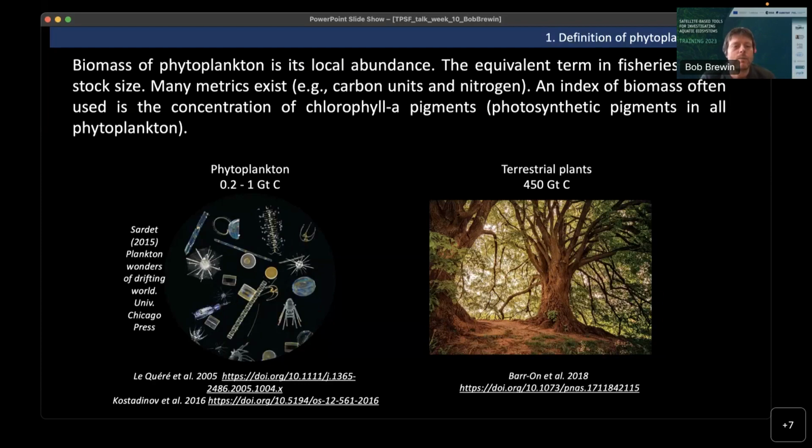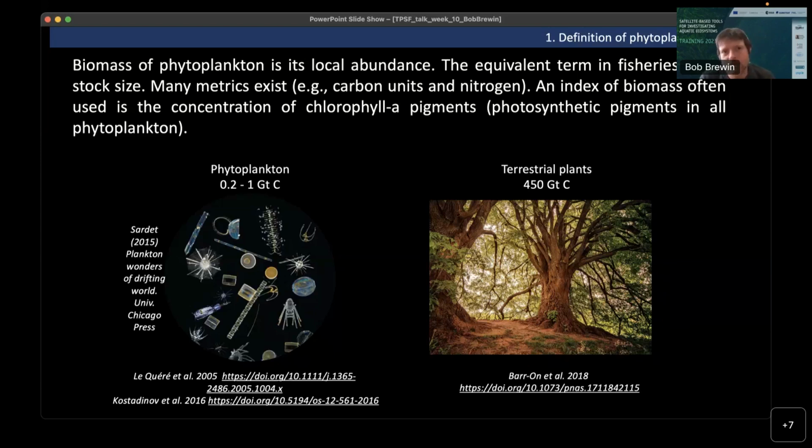Now, many metrics exist for phytoplankton biomass. Two commonly used metrics are carbon, but also nitrogen as well, because a lot of modelers like to work in flows of nitrogen in their ecosystem models. Carbon is a useful metric because it's an abundant element. If we look at the Redfield ratio, for instance, there's a lot more carbon than there is nitrogen or phosphate.